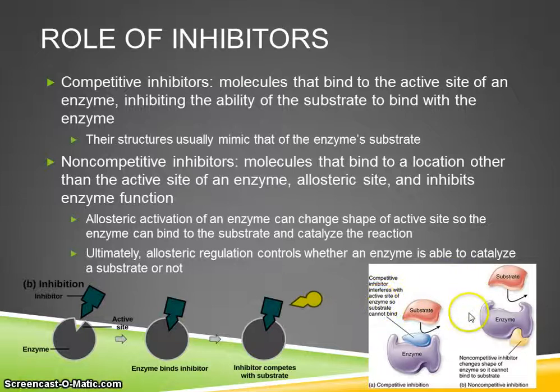Over here, let's look at non-competitive inhibition. So here we see the non-competitive inhibitor binds to the allosteric site, which is not the active site. Here's the active site, but it's binding to a site other than that on the enzyme. And therefore, it changes the shape of the active site so that when the substrate comes along, it's not allowed in. It can't fit.